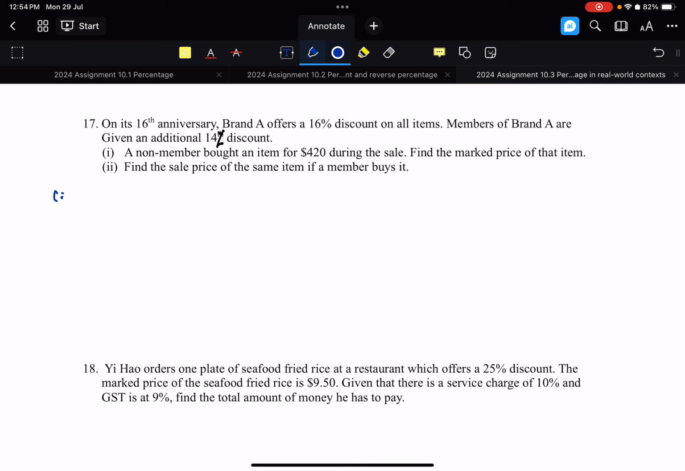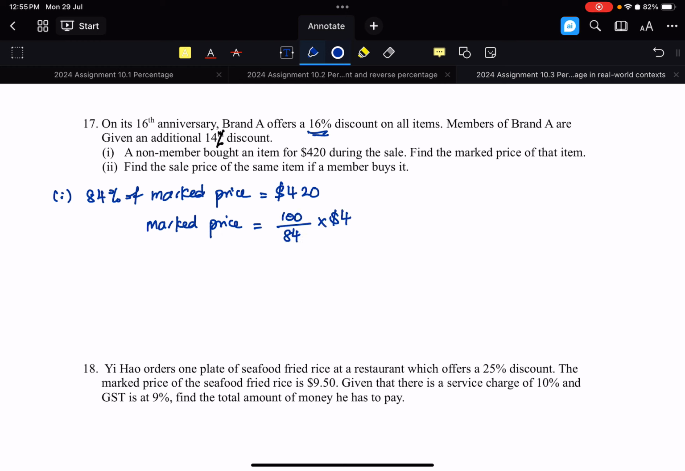So from here, what we can do, now this is 16%, right? So 16% means you actually paid 84%. So 84% of the marked price is the amount that was paid, and the amount is $420. Therefore, the marked price will be equal to 100 over 84 times $420, which gives us $500. Okay, so that's the marked price.